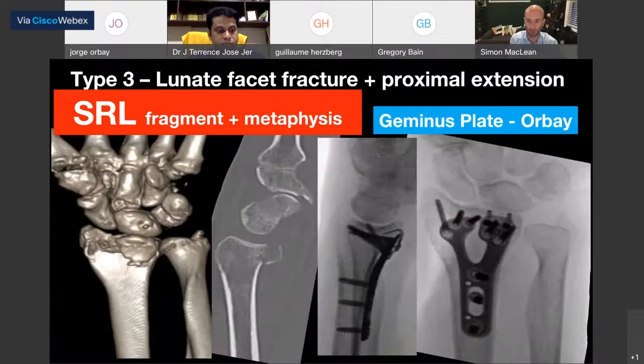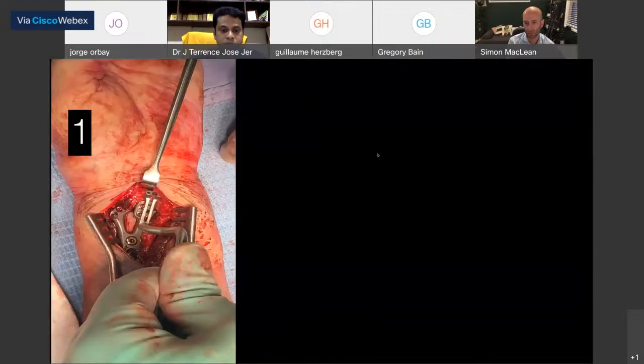Type 3 is when you've got propagation towards the metaphysis. I'm sure you hear about this from Professor Orbay. I particularly like the Geminus plate for this fixation because you can fix the metaphyseal part of the fracture, particularly if there's also a radial styloid component. But then you have a hook plate extension, which is really useful to capture this rim.